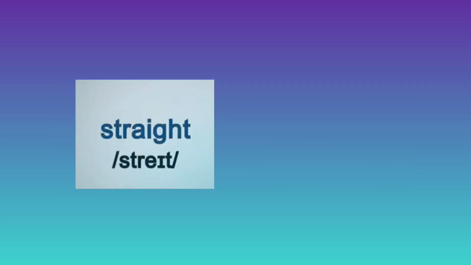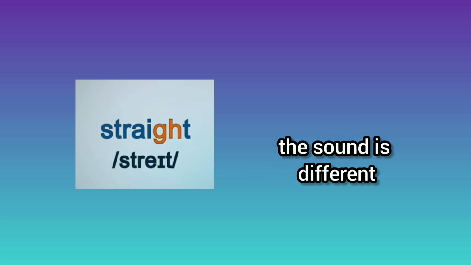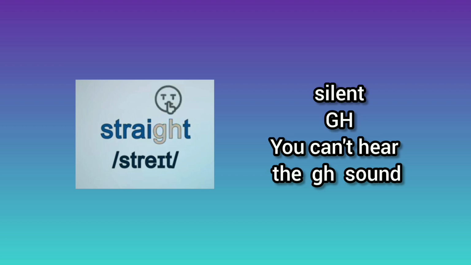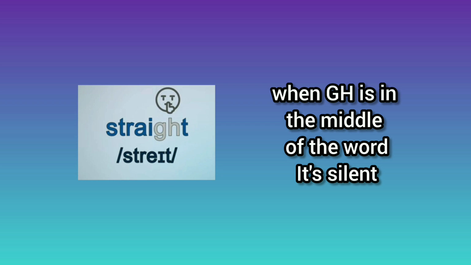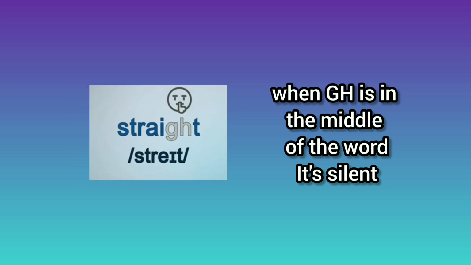But then if we take the third word, straight, you will find again the GH is in the middle, but the sound is different. It is what we call a silent GH, straight. In this word, you cannot actually hear the sound GH at all. So sometimes when the GH is in the middle of the word, it is silent.